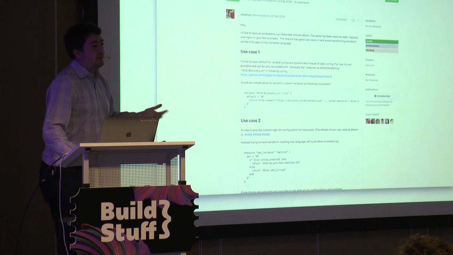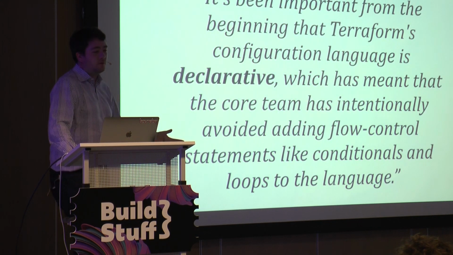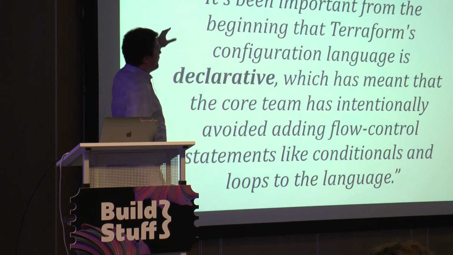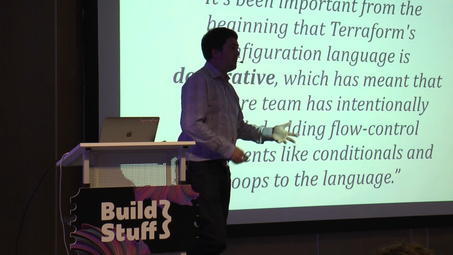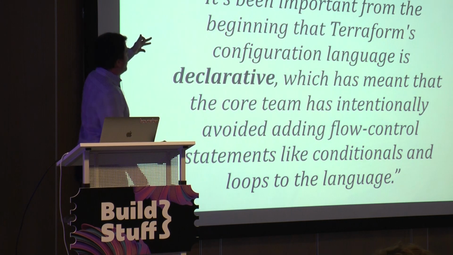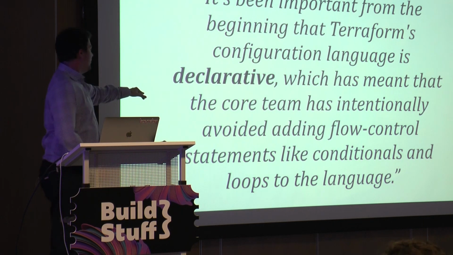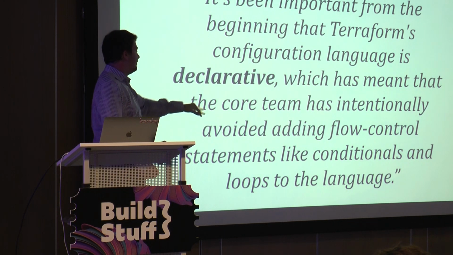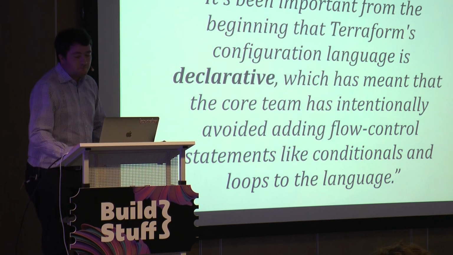But actually, you can see in some of the replies for this, it boils down the difference between all these tools. This was a quote from one of the replies to one of those issues around Terraform's limited language, if you like. It said it was important from the beginning that Terraform's configuration language is declarative, so we've avoided adding flow control like conditionals and loops. So what does declarative mean?